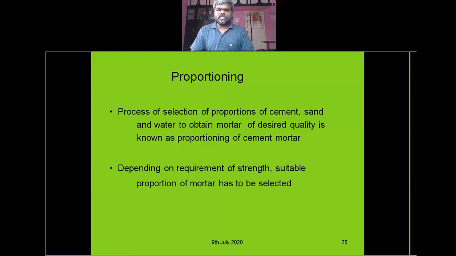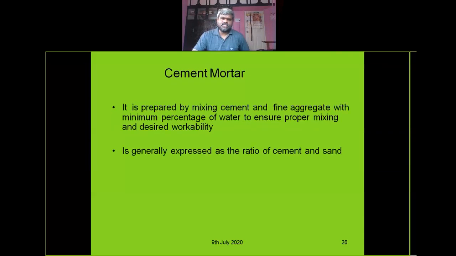So the process of selection of ingredients, cement, sand and water to obtain a mortar of desired quality is known as proportioning of cement mortar or blending of cement mortar. Depending on the requirement of strength, a suitable proportion of mortar has to be used, which is shown in our drawing, right side table. It shows what mix of cement mortar we have to use.